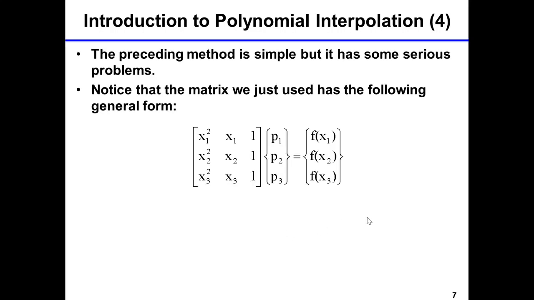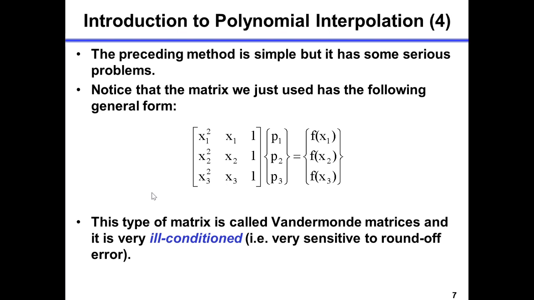So the preceding method is simple, but it has a serious problem. When you look at this, we use this as the general form, right? This type of matrix we call Vandermonde matrices. And these Vandermonde matrices are very sensitive to round-off error. When they are very sensitive to round-off error, we call them very ill-conditioned. So that's the problem that we have for this.